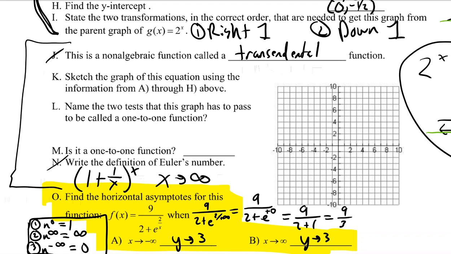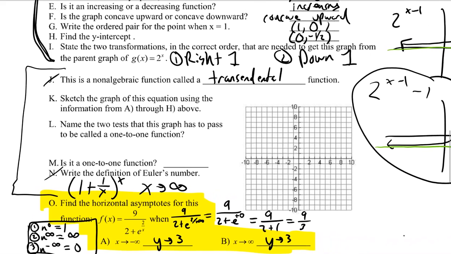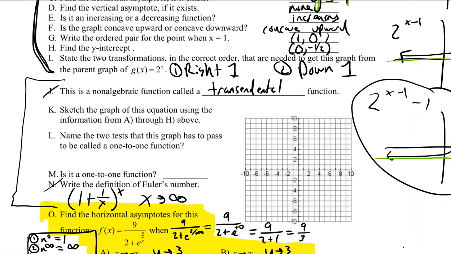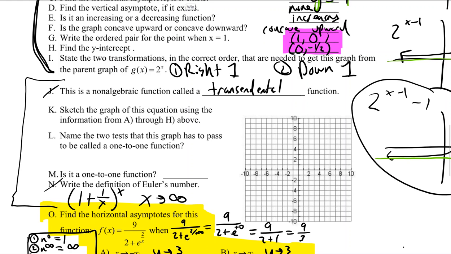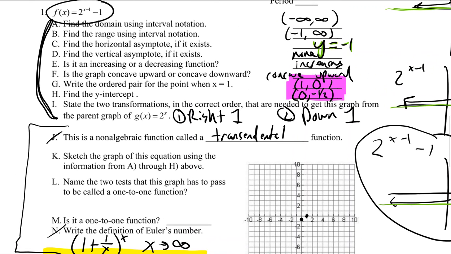Okay, part K asks for a detailed graph of what we had done above. So the information that I would use is, I don't know, there's a couple points here. So (1, 0), (0, -1/2). We also have a horizontal asymptote at y equals -1.